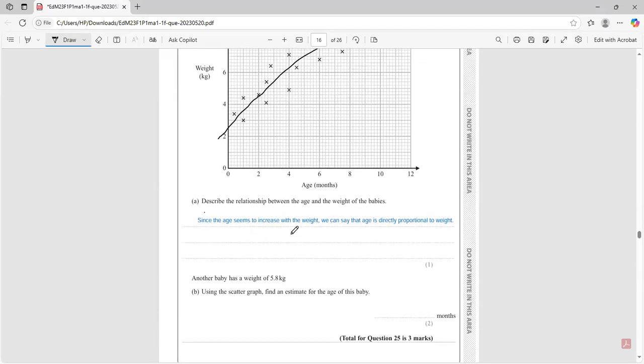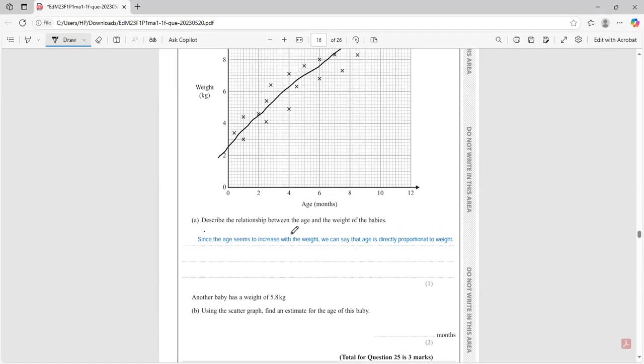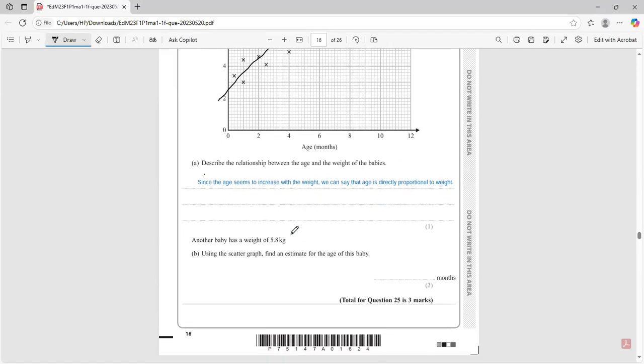Okay, so let us just use our not so straight line and find the approximate age of this baby. So 5.8 will be somewhere here. Okay, so I'm sure that this is 5, and this is 5.2, this is 5.4, this is 5.6. No, the 5 kg is supposed to be on the y-axis. Oh, I'm sorry. Thank you. I quickly rushed for the x-axis.